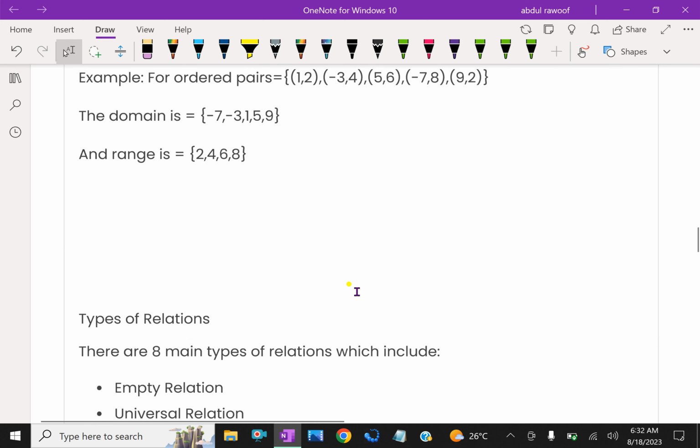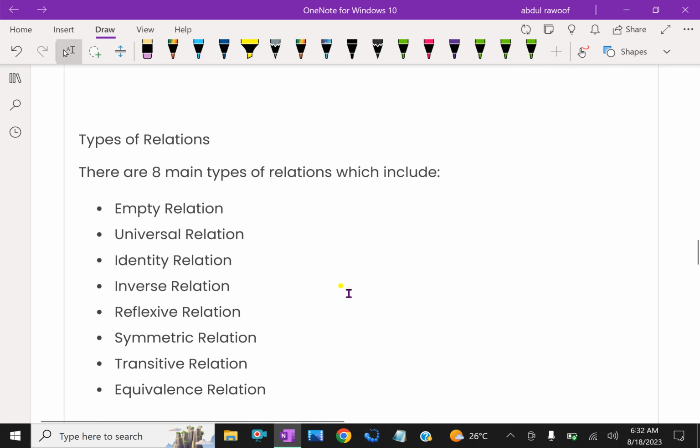Now, types of relations. There are many types of relations, that is: empty relation, universal relation, identity relation, inverse relation, reflexive, symmetric, transitive, and equivalence.